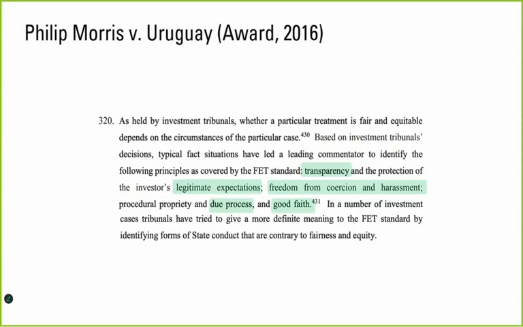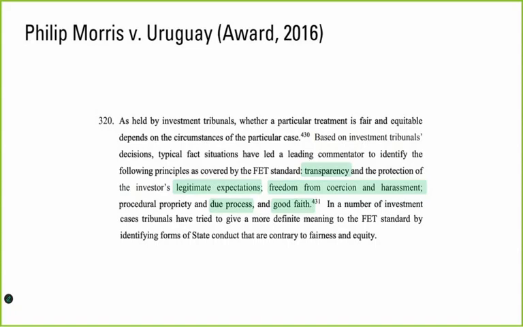Feel free, for those of you who are interested, and this is, for example, where you find that sometimes there is some overlap also with other standards. Feel free, again, if you're interested, to explore a little bit how the case law has looked at these different facets of fair and equitable treatment. I'm going to focus only on legitimate expectations, so I won't expect you to know much about any of the other components.